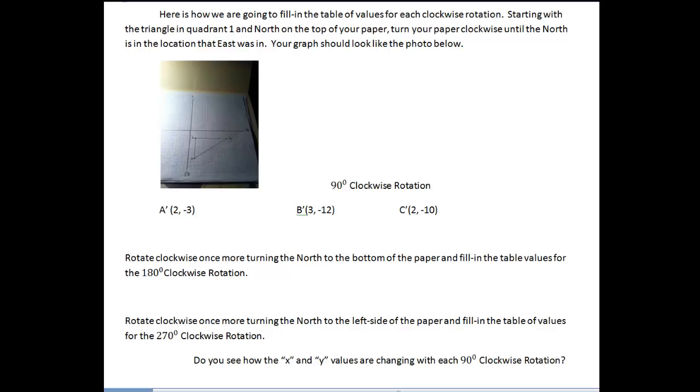Rotate clockwise once more, turning the north to the bottom of the page, and fill in the table values for the 180-degree rotation. And then rotate clockwise once more, turning the north to the left side of the paper, and fill in the table values for the 270-degree clockwise rotation. Do you see how the x and y values are changing with each 90-degree rotation? Clockwise rotation in this case.